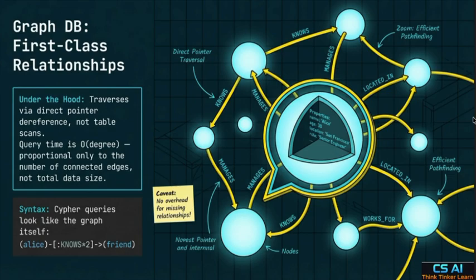When relationships are the most important part of your data, you need a graph DB. Unlike SQL, which joins tables, a graph DB traverses relationships via direct pointer dereference. Query time is O(d), where d is the degree. It is proportional only to the number of connected edges, not the total size of the database. Using the Cypher query language, you can write queries that look exactly like the graph itself, making it incredibly efficient for pathfinding.